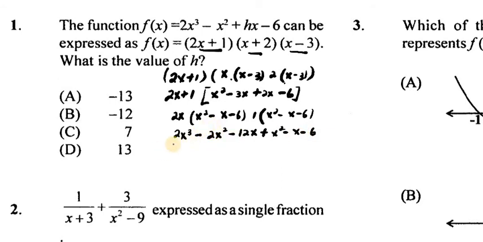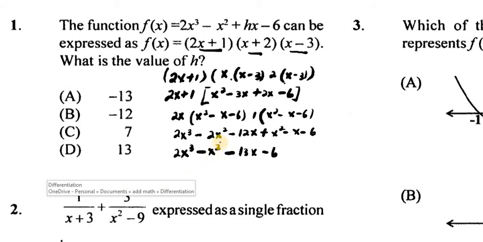2x cubed subtract 2x squared subtract 12x plus x squared subtract x minus 6. So let us simplify further now. We end up with 2x cubed minus x squared minus 13x minus 6. So from this we can see that the coefficient of x, which is the same value as h, is equal to negative 13.